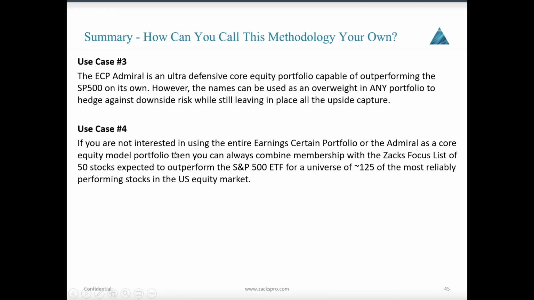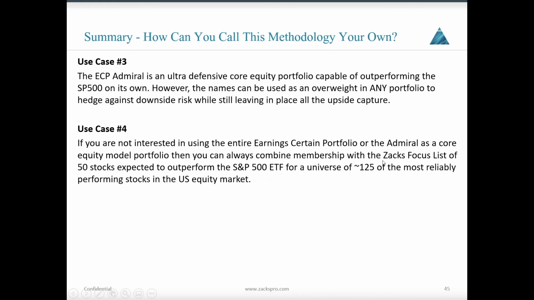Use case number 4 is if you don't want to implement the portfolios themselves, you can combine the 75 stock membership with the 50 stock focus list. These are 50 stocks we expect to outperform the S&P 500. You'd have basically a 125 stock universe of the most reliable performing stocks in the U.S. equity market.